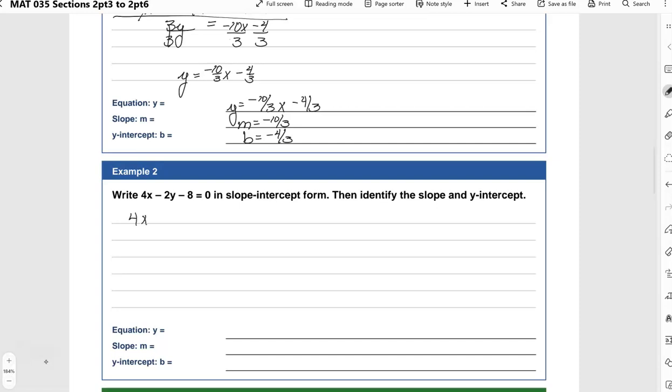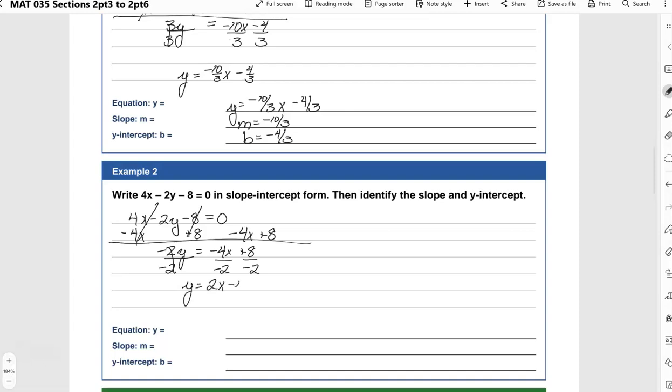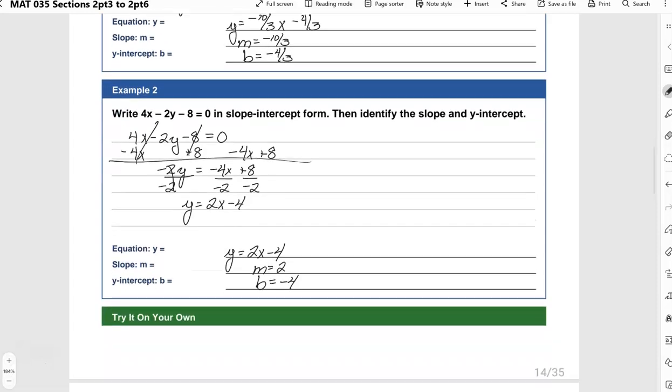Next one, we have 4x - 2y - 8 = 0. So again, I'm going to move the 4x. I'm going to move the 8. So I'm going to subtract 4x and add 8. So I have -2y = -4x + 8. And then we're going to divide everything by -2. Make sure you divide every term. So we have y = 2x - 4. So there's our slope-intercept form. Slope is 2, y-intercept is -4.